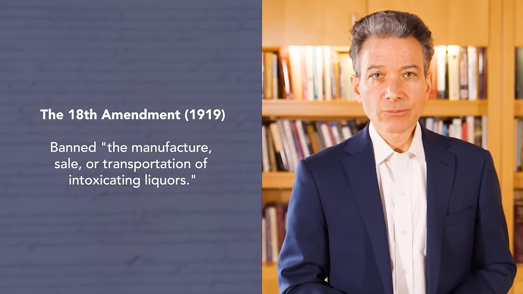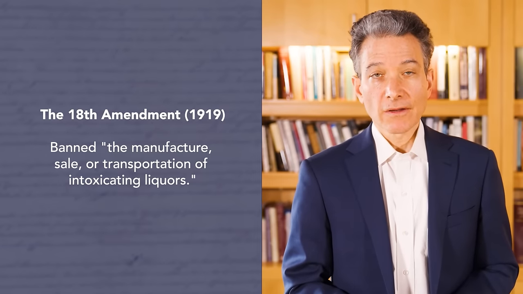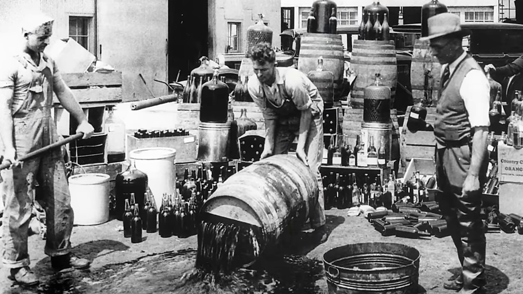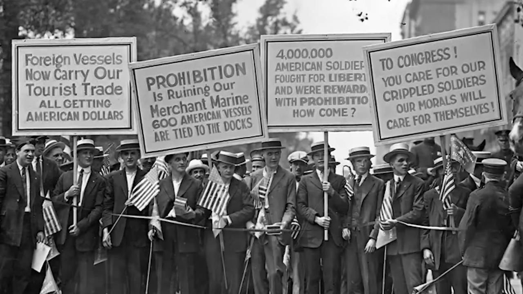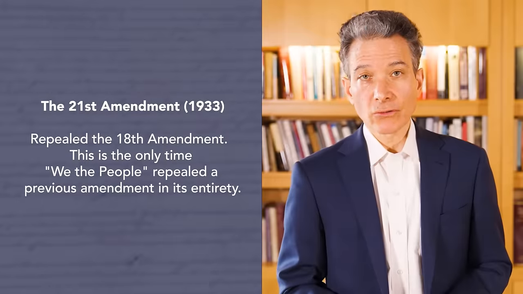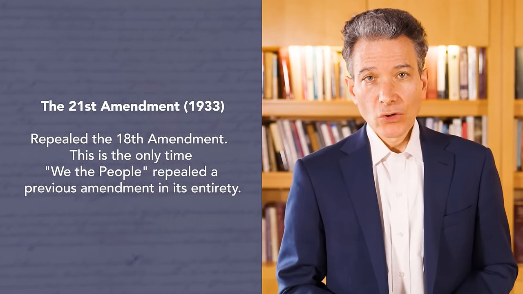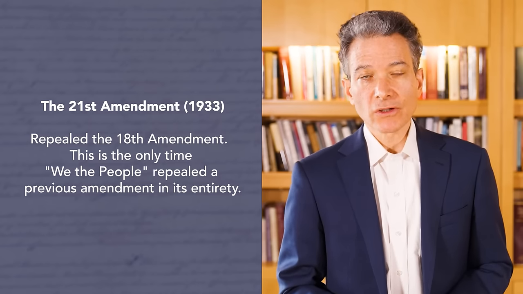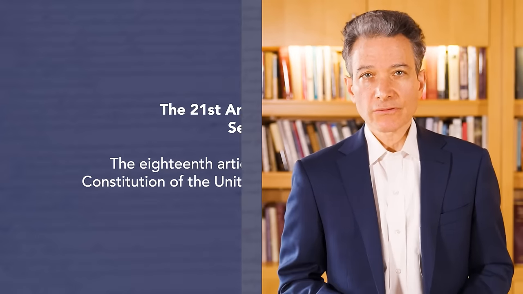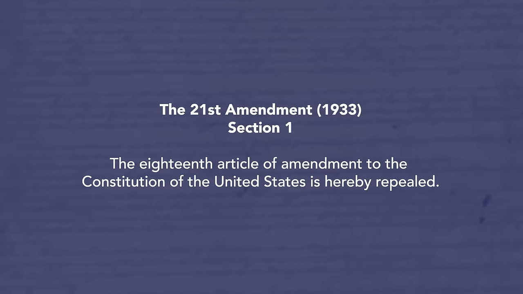The 18th Amendment is the Prohibition Amendment, which banned the manufacture, sale, or transportation of intoxicating liquors. It remained a live part of the Constitution for 13 years. Americans soon had second thoughts and repealed it. And that's why, let's fast forward now to 1933 and the 21st Amendment, which is the only example in American history of a constitutional amendment repealing another one in its entirety. Here's the language from the amendment. It says, "The 18th article of amendment to the Constitution of the United States is hereby repealed." And that was ratified in 1933.